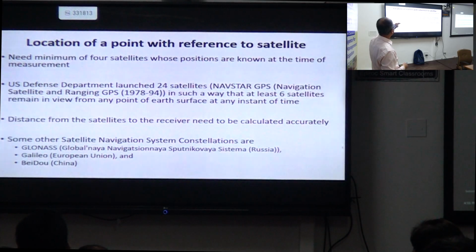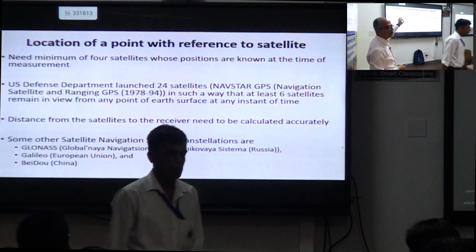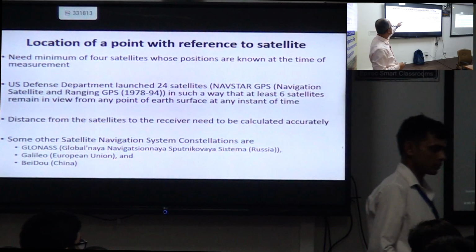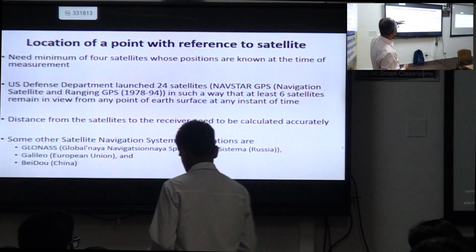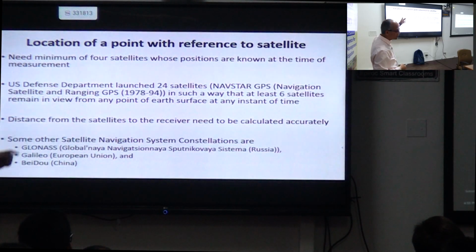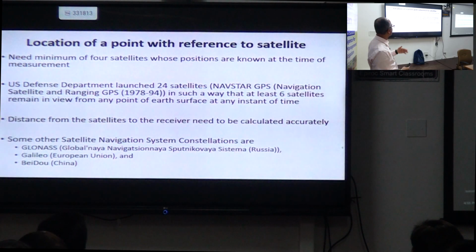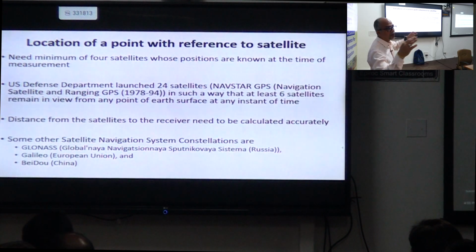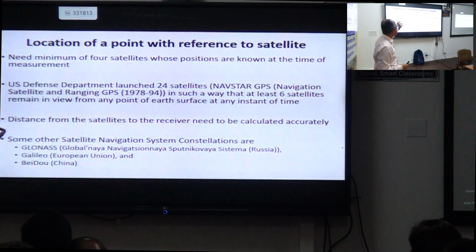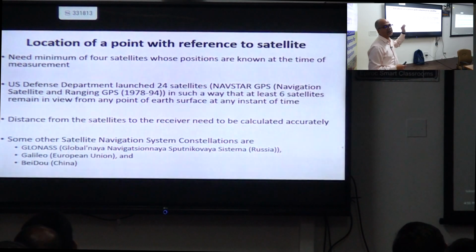The US Defense Department actually launched 24 satellites. That is long back. The US Defense Department launched 24 satellites, and that is called NAVSTAR, Navigation Satellite Timing and Ranging, GPS. That was from 1978 to 94 they were launching, and finally 24 satellites were made. Now it is more. Now the number is more, in such a way that at least 6 satellites remain in view from any point of the Earth's surface at any instant of time.